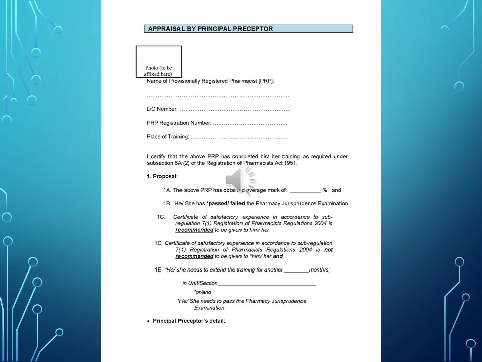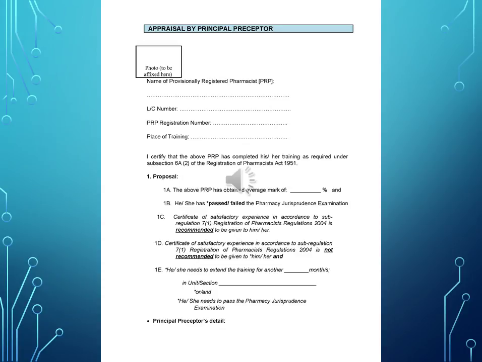The above PRP has obtained an average mark of percent in 1B. He/she has *passed/failed the pharmacy jurisprudence examination. 1C. Certificate of satisfactory experience in accordance to sub-regulation 7.1, Registration of Pharmacists Regulations 2004, is recommended to be given to him/her. 1D. Certificate of satisfactory experience in accordance to sub-regulation 7.1, Registration of Pharmacists Regulations 2004, is not recommended to be given to *him/her.